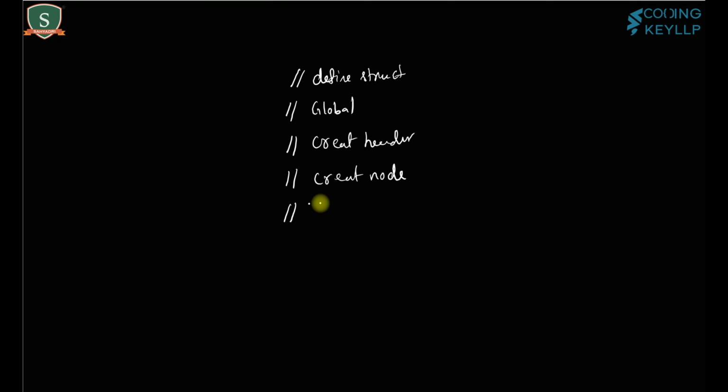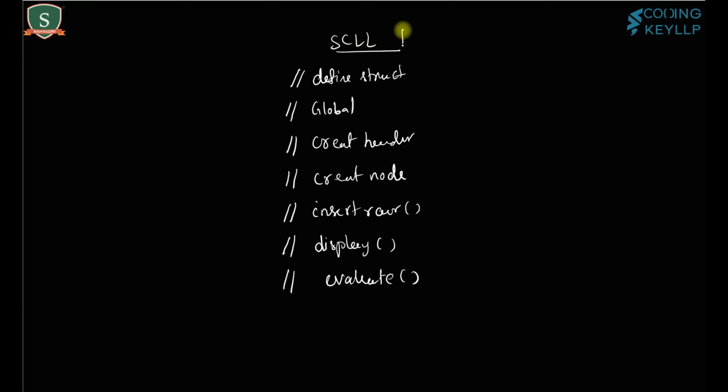First, define the structure. After defining the structure, let us go for global variables. What are the global variables that are required? After that, create header node. After creating the header node, next how to create a normal node, and joining them with the header node can be done by using insert function. After inserting the node into the linked list, let us check or display the elements. After displaying the elements, let's evaluate the single circular linked list with header node. Let us implement one after the other.